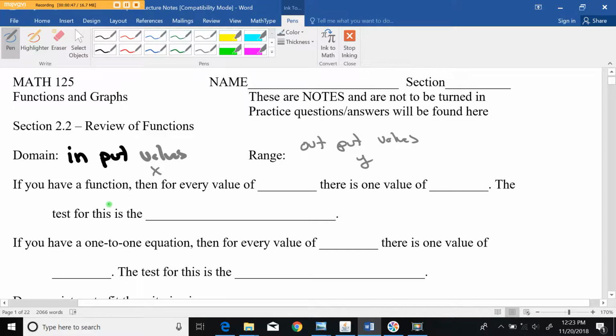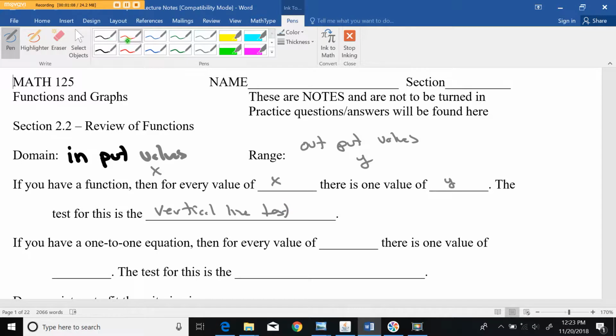If you have a function, then for every value of x, there's going to be exactly one value of y. If you have a value of x that has more than one value of y that corresponds to it, it's not a function. The test for this is called the vertical line test.